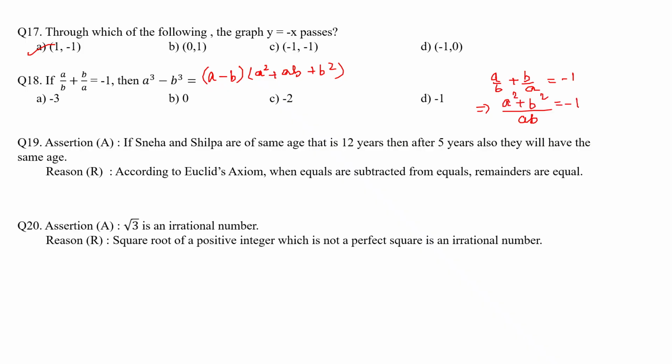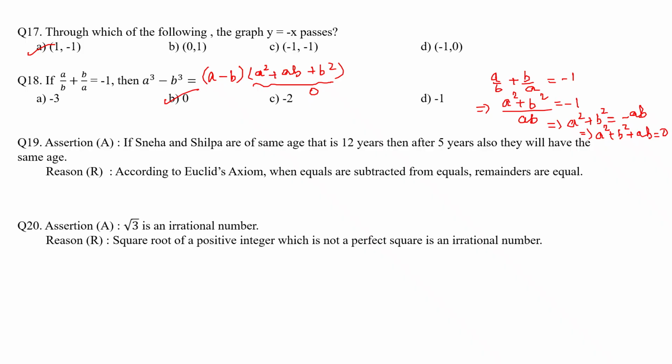Now transpose AB to the other side. So A square plus B square equal to minus AB. Now again transpose minus AB to the LHS. So you will get A square plus B square plus AB equal to 0. It means this part is 0. And 0 multiplied by any number is 0 only. So the answer is B.